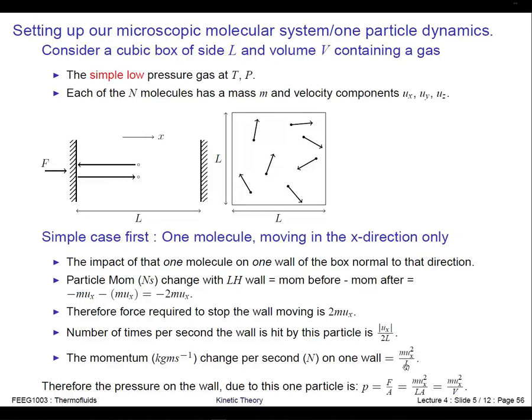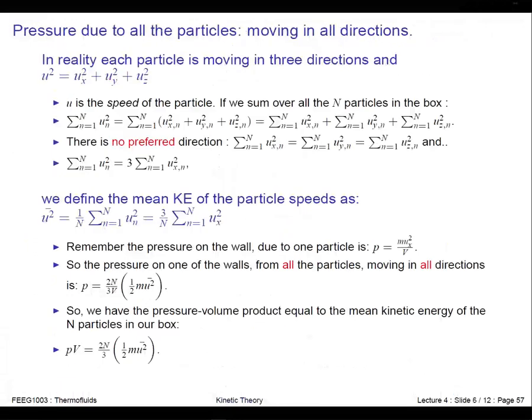Okay, so this is the result that we've got so far. Now what we need to do is generalize that to all of the directions and all of the particles. So let's do that. First of all, if we've got a particle moving in a random direction, and we want to work out the square of the speed of the particle, this would be u squared, and that's going to be the sum of the square of the individual velocity components.